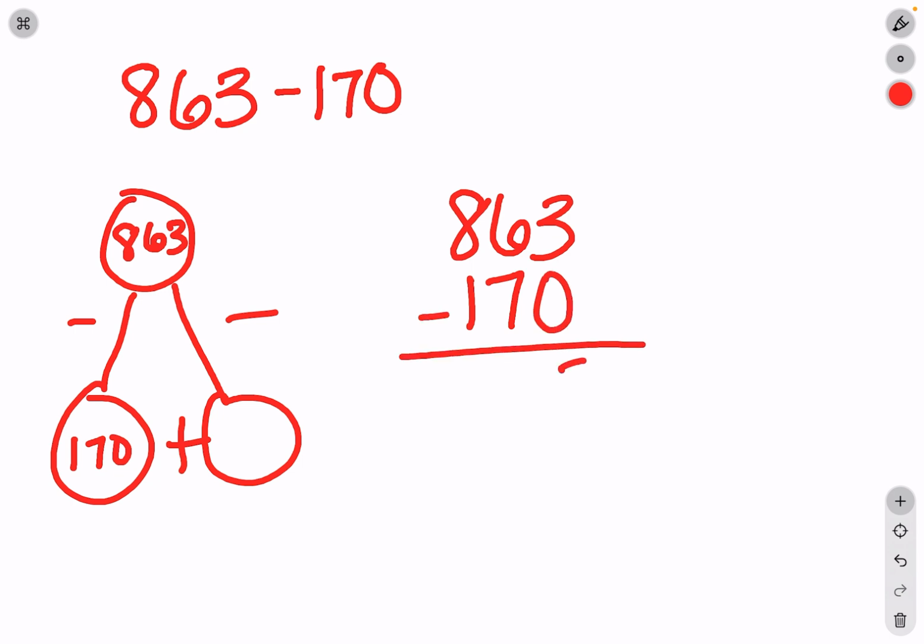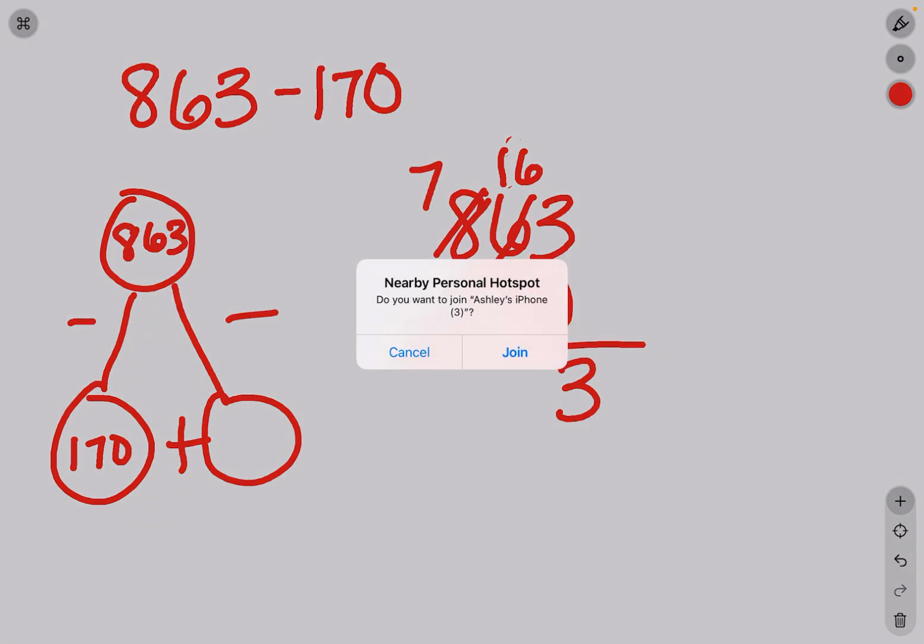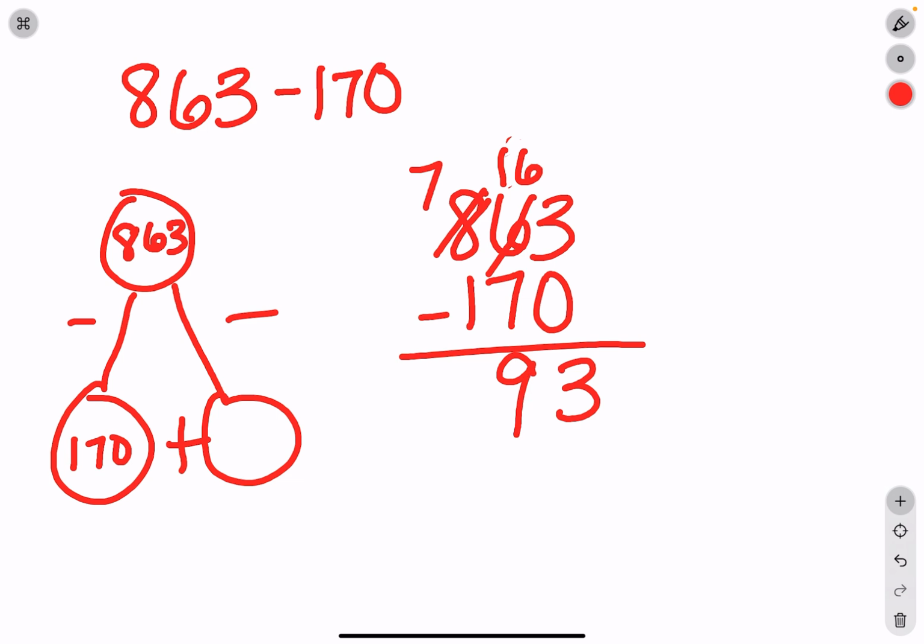3 minus 0 is 3. 6 minus 7, I cannot do. Decompose 100, I have 7 hundreds. 5 tens. Oh, nope, that's wrong. I have 16 tens because I add my 10 tens to my 6. 16 minus 7 is 9. 7 minus 1 is 6. So my part is 693.